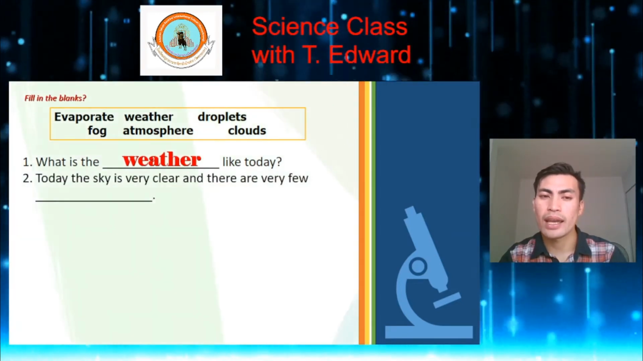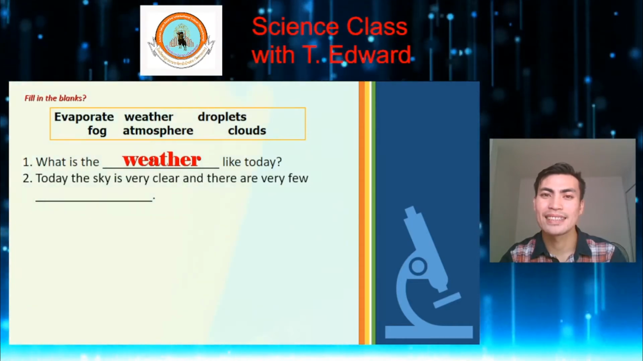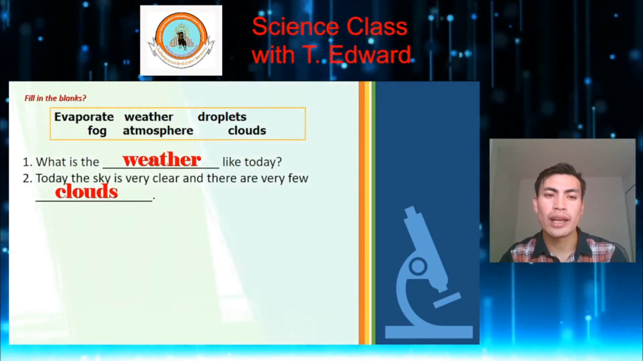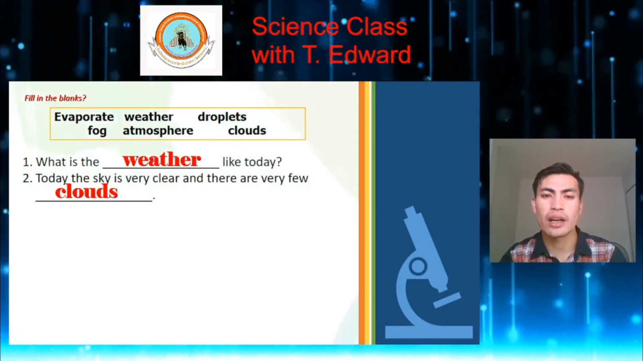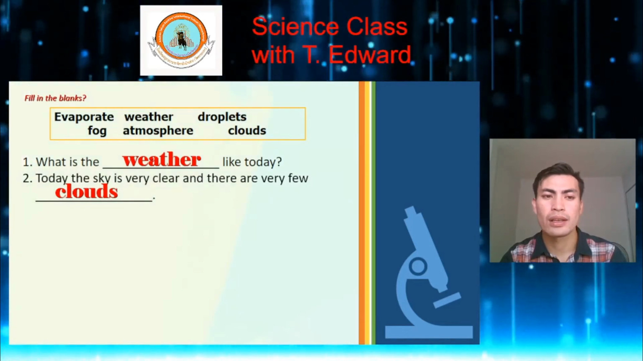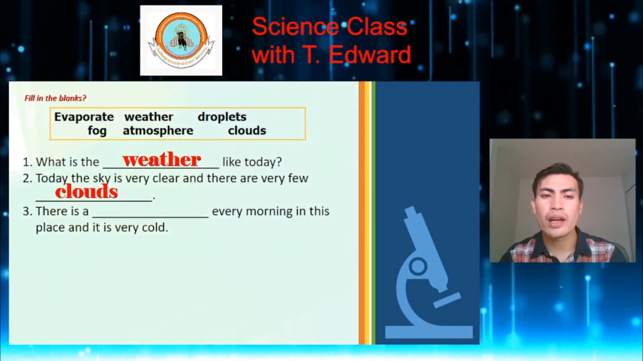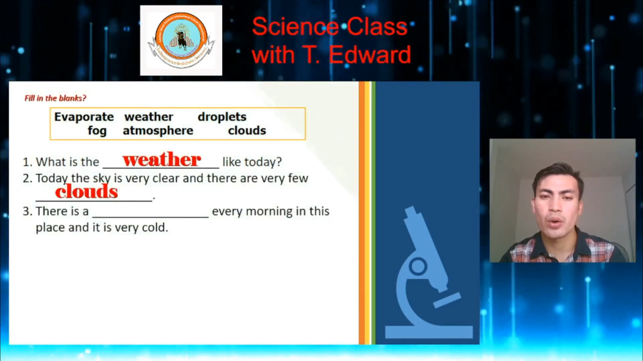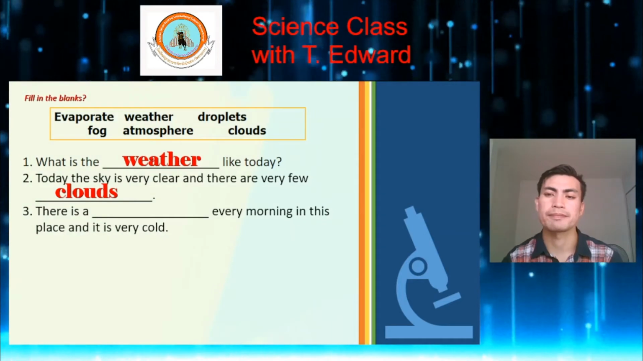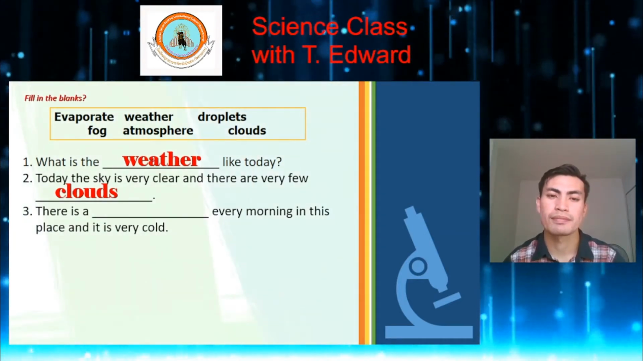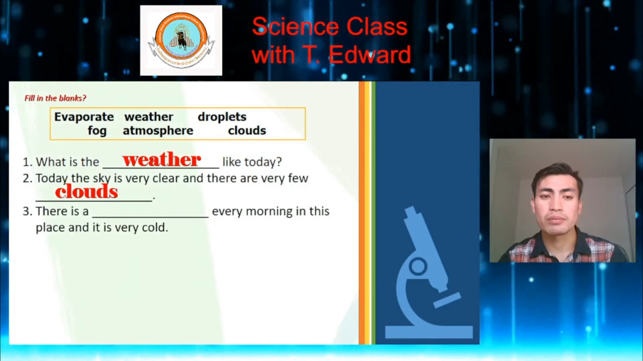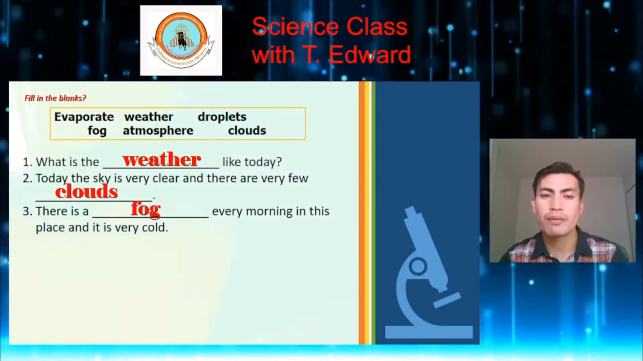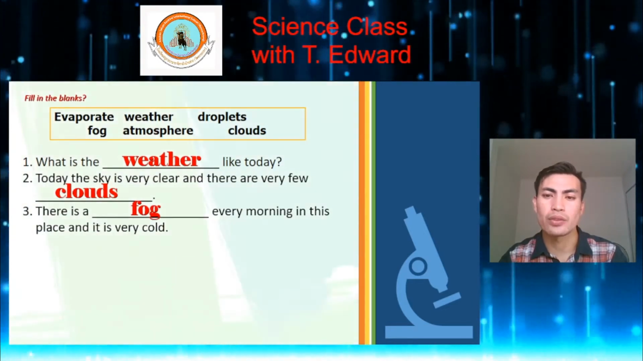Do you have the answer now? The correct answer is clouds. Today, the sky is very clear and there were very few clouds. Number 3. There is a blank every morning in this place and it is very cold. Think of your answer. Alright, what's the answer? There is a fog every morning in this place and it is very, very cold.